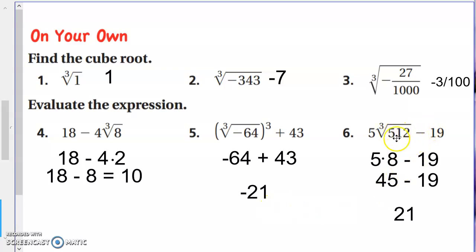Number 6, the cube root of 512 is 8. So then that leaves me with 5 times 8, which is, of course, 40. And then 40 minus 19 gives me an answer of 21.